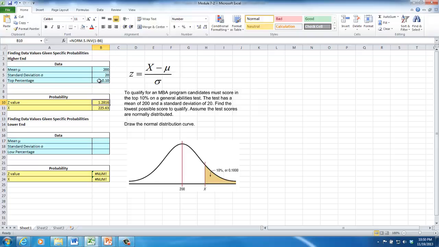B6 was 10%. So why do I subtract 1 minus B6? Because Excel always shows the left side. If I enter only 10%, then the result would be the lowest 10%. But we are looking for the lowest 90%, which means the top 10%.